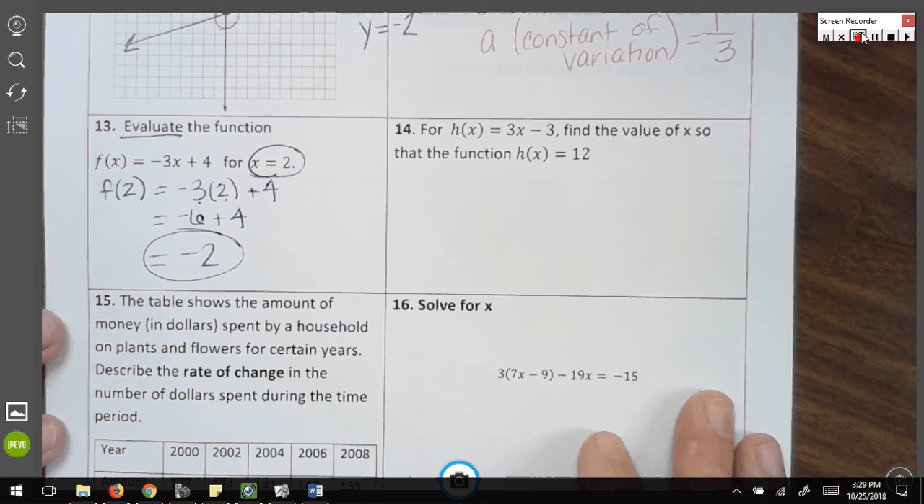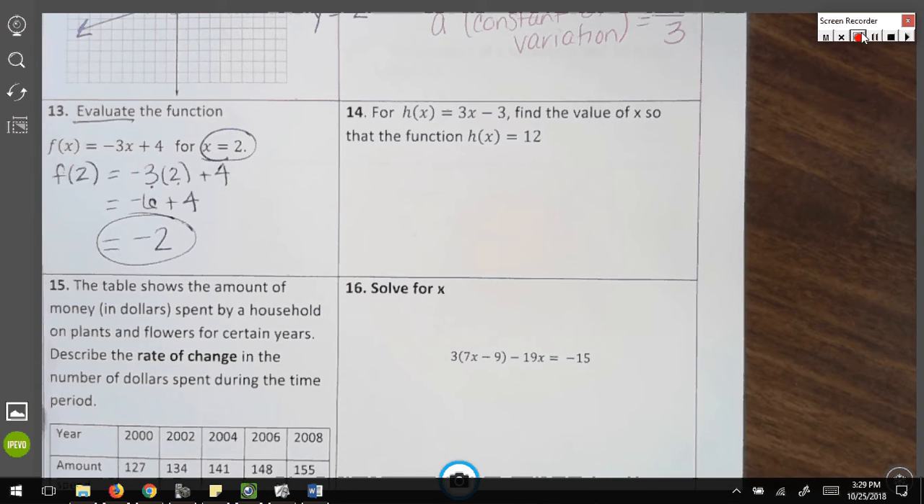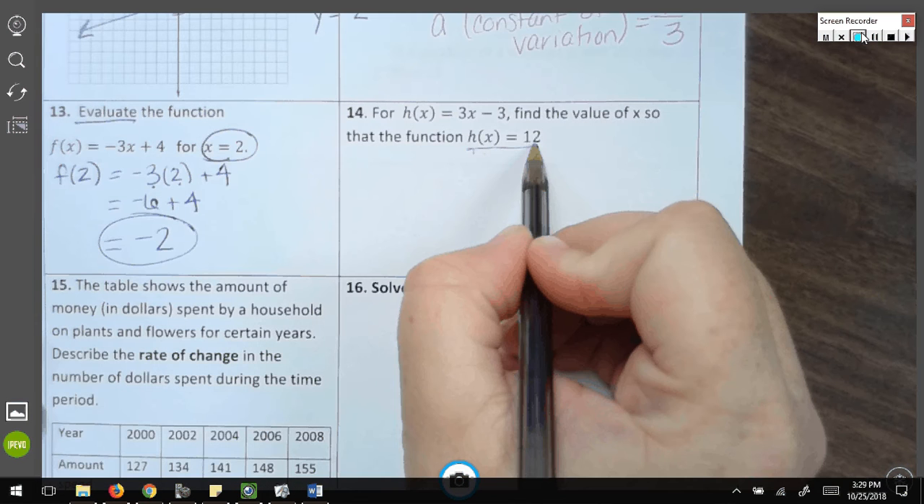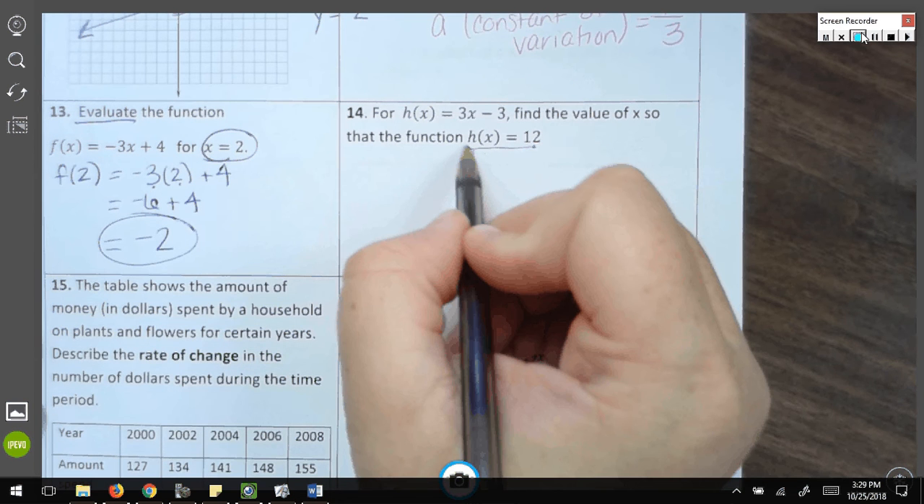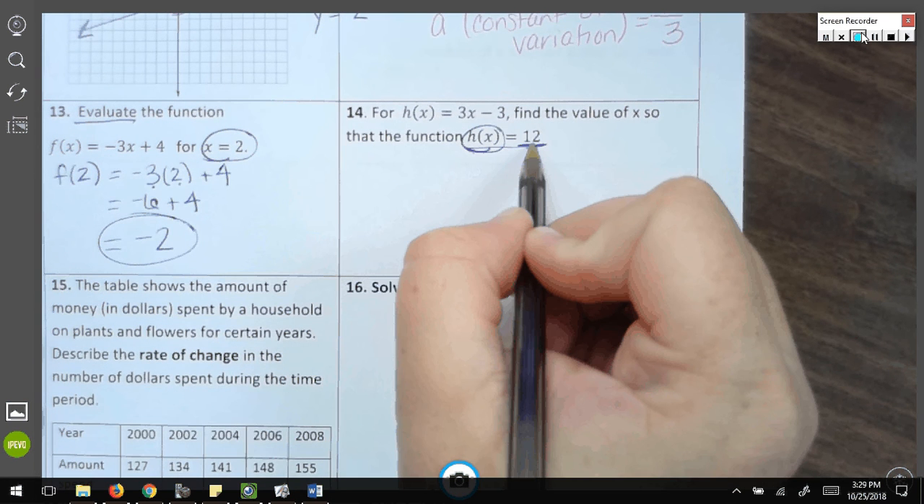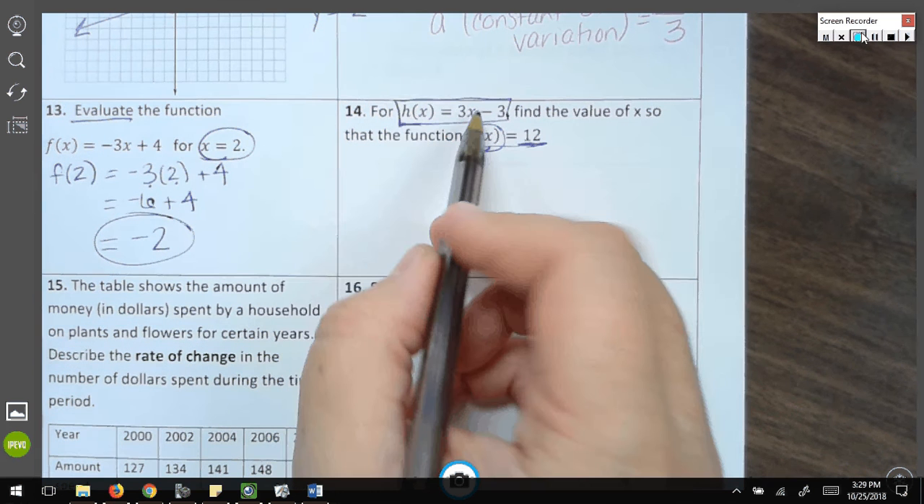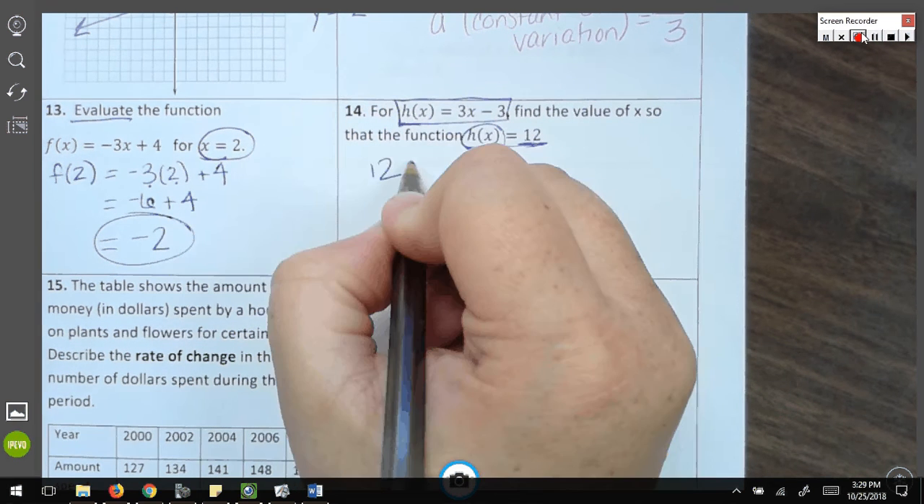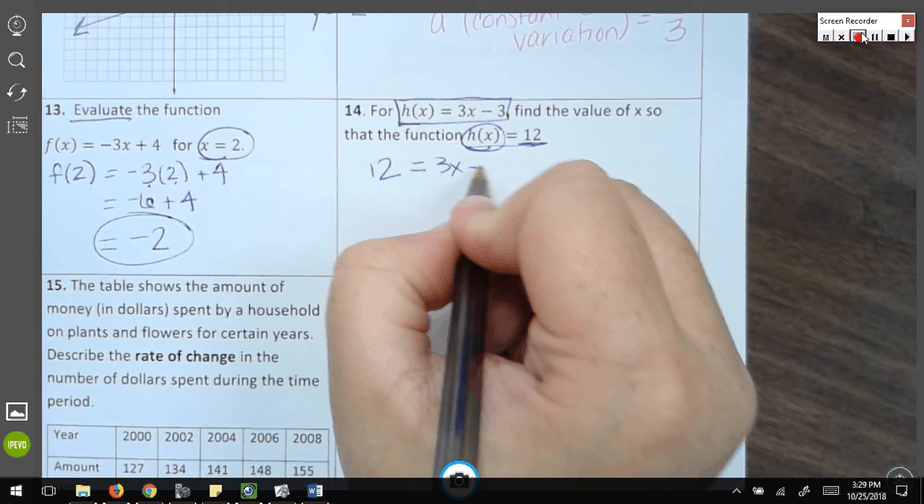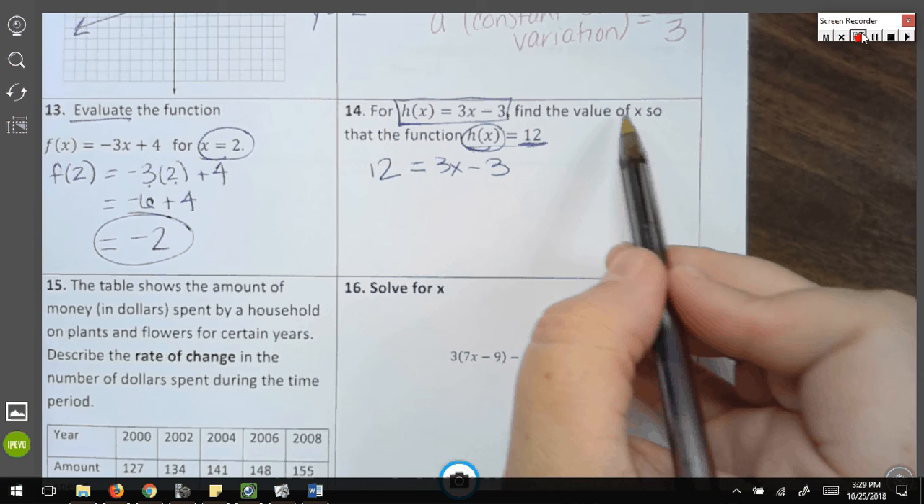Okay, on to number 14. Number 14 is a little bit different. It says that h of x is 12. So now, where I see h of x, I'm going to replace it with 12. So I have this equation. So not h of x, but 12 equals 3x minus 3. Find the value of x. So let's solve it for x.